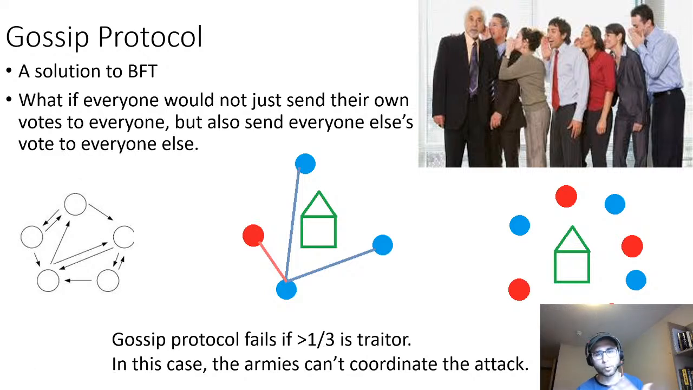Luckily for us, less than 1/3 is a traitor, so all the generals can come to an agreement that they need to attack at a certain time. But more importantly, they also know who is the traitor and who to not listen to, right? But in the image on the left, you have actually 4 out of the 8 nodes that are traitors, and you'll see that the blue nodes will actually end up listening to the red nodes, the traitor nodes.